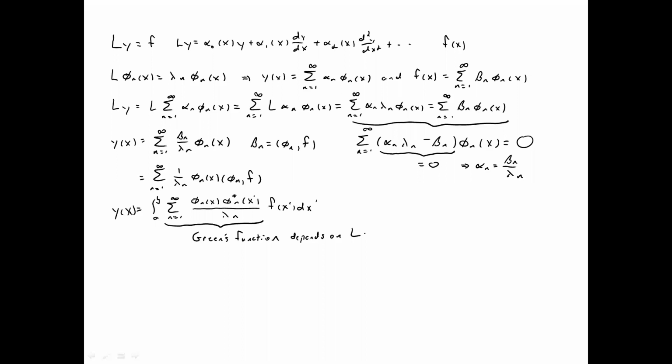But at any rate, what I want you to first consider before we talk about the utility of this is L times G of x prime. This is often labeled as G(x, x prime). So if we take L acting on G, that's of course just going to be the sum from n equals 1 to infinity of L times phi n of x, phi n star of x prime over lambda n.